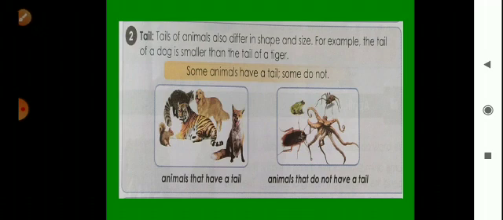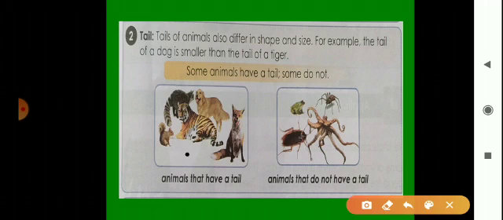Tails of animals also differ in shape and size. For example, the tail of a dog is smaller than the tail of a tiger. Some animals have a tail and some do not. Okay, look here. In this picture we can see animals. They have a long tail. And here, animals do not have a tail.